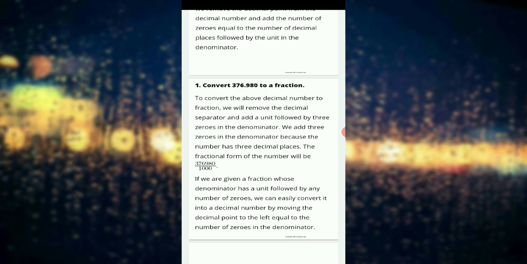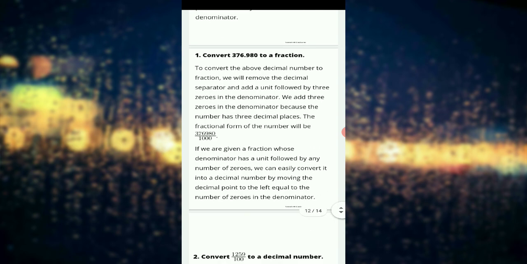376.980 to a fraction. Well, to convert the above decimal number to a fraction, we will remove the decimal separator and add a unit followed by 3 zeros in the denominator. We add 3 zeros in the denominator because the number has 3 decimal places. The fractional form of the number will be 376980 upon 1000.